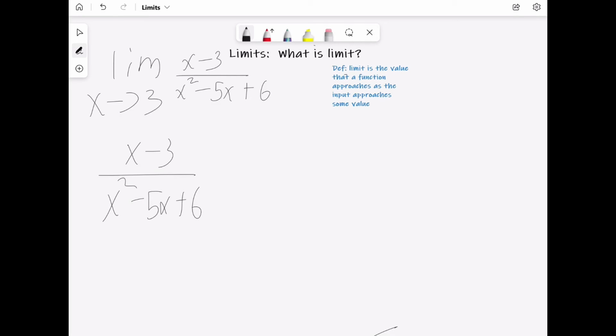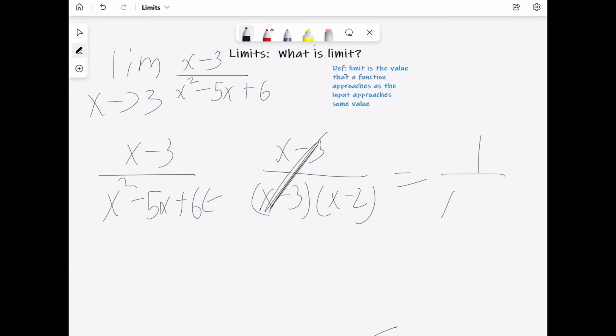Now, this looks like a simple factor. I think the roots are x minus 3 times x minus 2. Now, these x minus 3 terms would cancel off, right? That means this would become 1 over x minus 2.